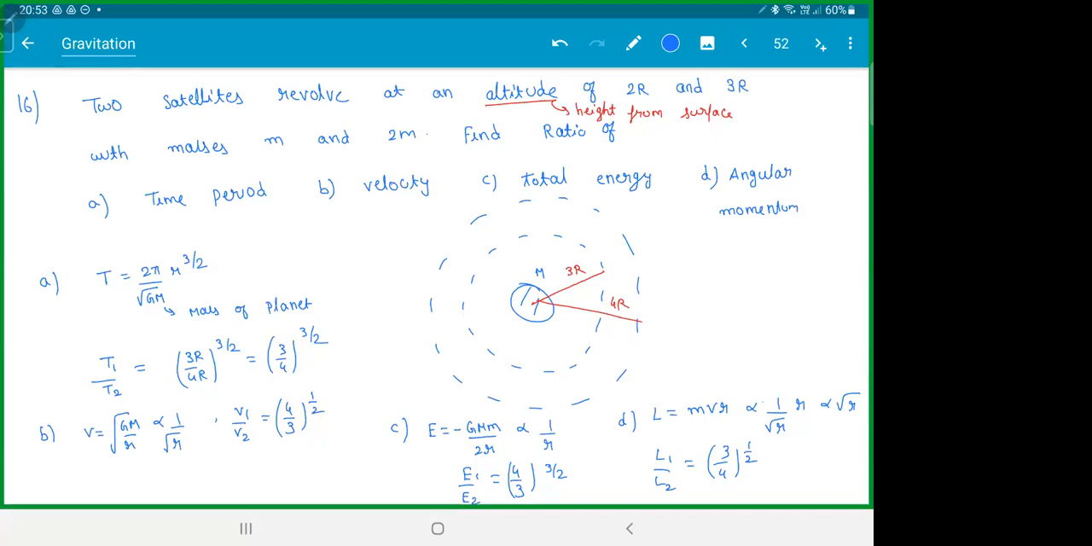Energy E1 by E2 is 4 by 3. Why the hell am I putting roots everywhere? Yeah, I wrote it wrong. The earlier one is wrong. I don't know why, I kept a root somewhere for some reason. Clear? Got this? Easy. Next one.